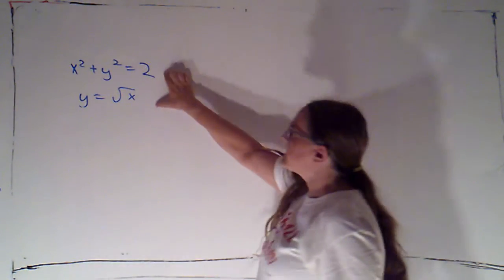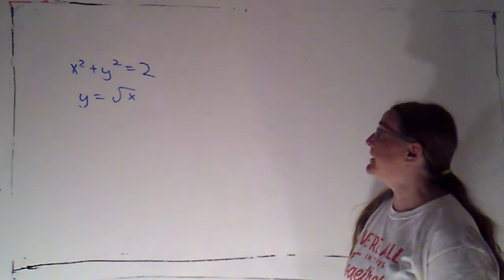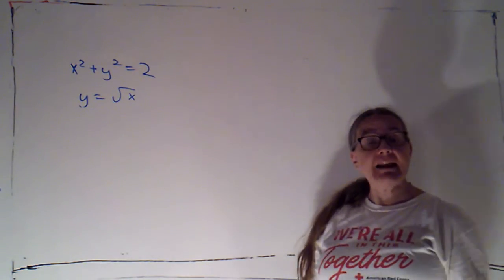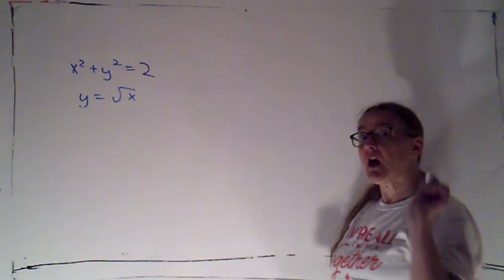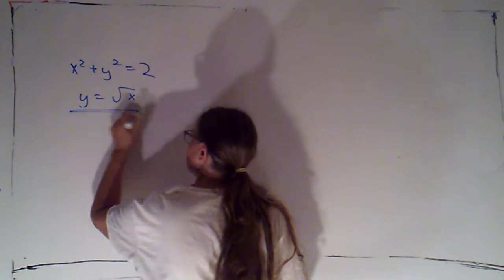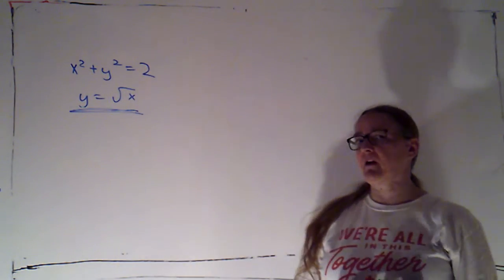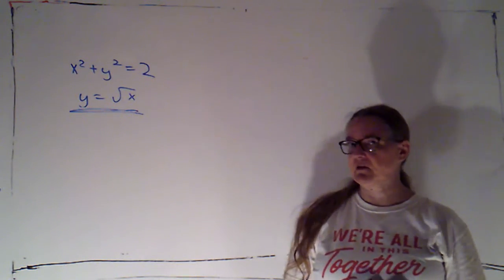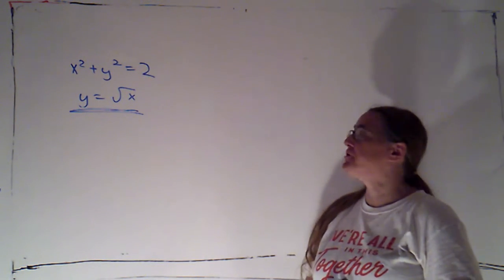I've got a nonlinear system on the board here. You'll notice this time neither one of my equations is a linear equation. So I want you to go ahead and solve this by substitution. Just going to give you one word of caution. Notice you've got a square root there. That puts some restrictions on x, so make sure that you respect that as you work through your solution.